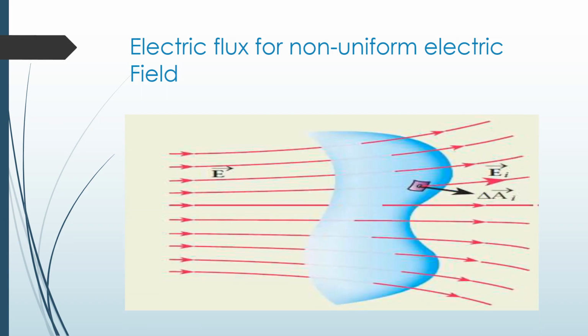If you consider this figure, you can see the electric field is not uniform, and the surface is not flat. So we divide the whole surface into small area segments, such that the surface is flat for each area segment, and the electric field through that area segment is uniform. We find the electric flux for each area segment, and then we add all the electric fluxes calculated from each of the area elements in order to calculate the total electric flux.